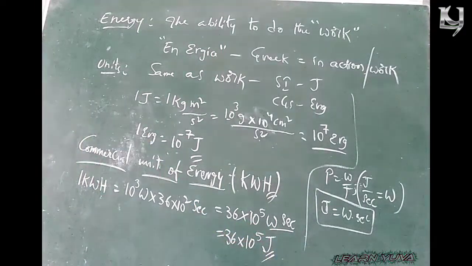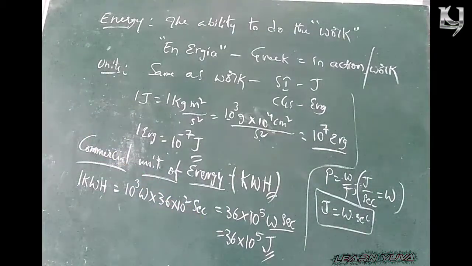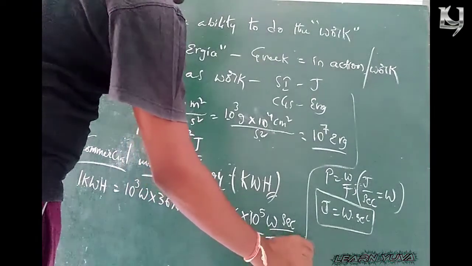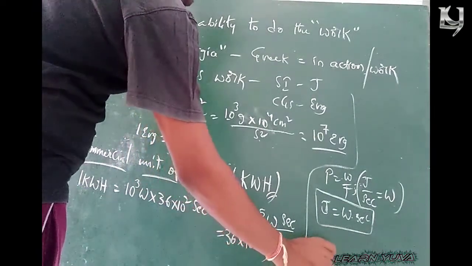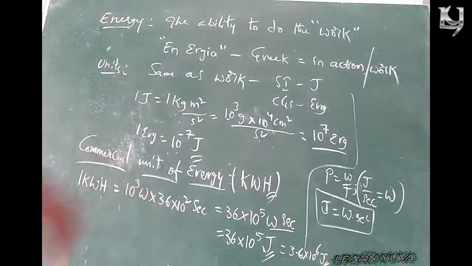So 1 kilowatt hour is equal to 36 into 10 power 5 joules, or 3.6 into 10 power 6 joules. In any way we can write this. 3.6 into 10 power 6 joules, or 36 into 10 power 5 joules. Clear?